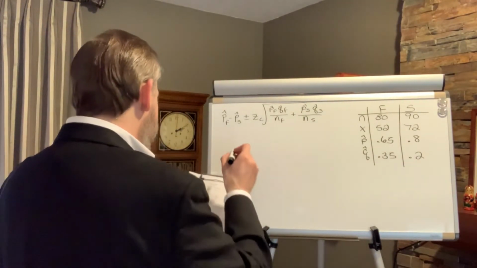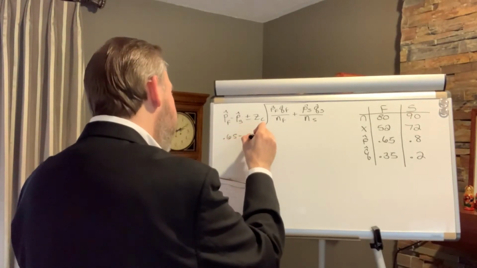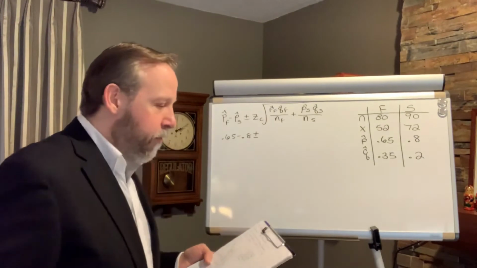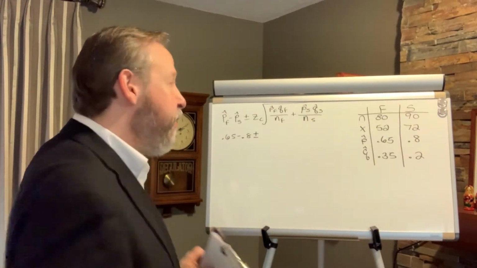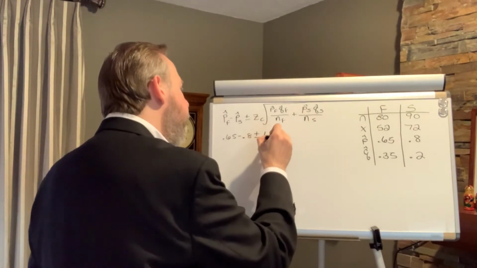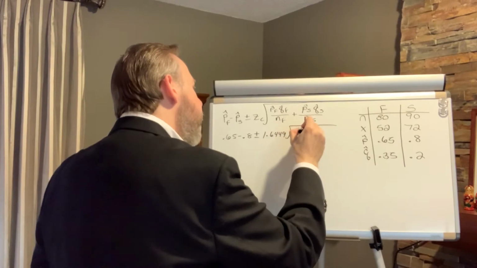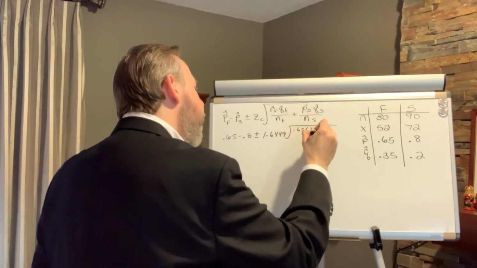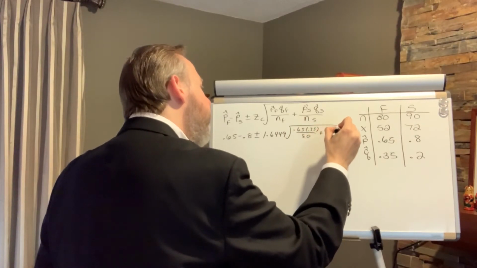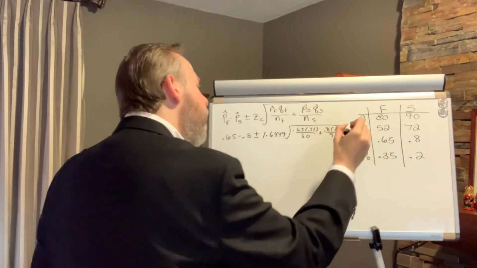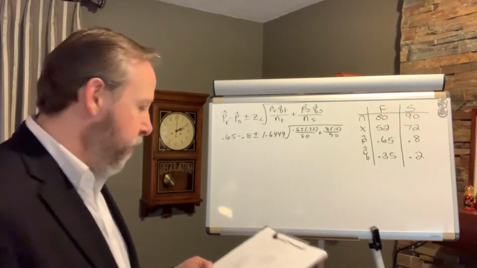Okay, so here's what I get. I get 0.65 minus 0.8 plus or minus critical z-score for 90% confidence, because that's what I said we're going to use, is 1.6449, times the square root of 0.65 times 0.35 over 80 plus 0.8 times 0.2 over 90. Okay, simple substitution, no problems there.